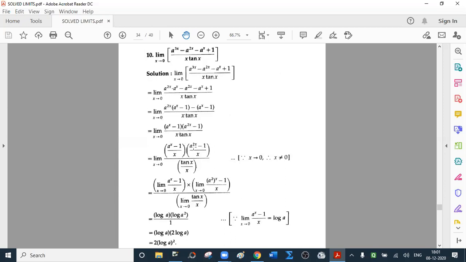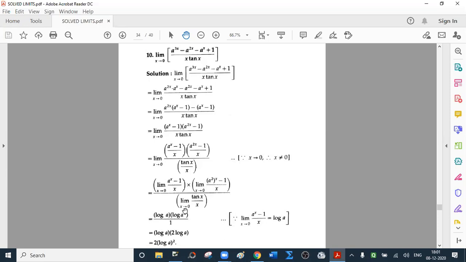Now you may ask me, sir, can we write a raised to 2x minus 1 upon 2x into 2? Yes, effectively it is the same. See, if you do so, then you get log a into log a, that is square of log a into 2. Yes, the final answer is this only, right? But here they have written a raised to 2x as what? A square raised to x.